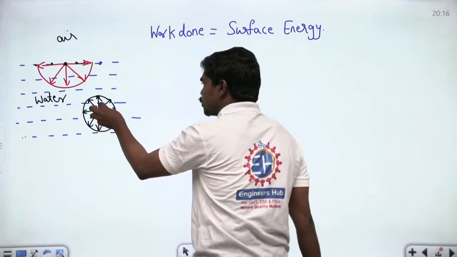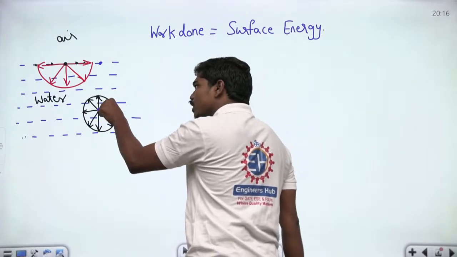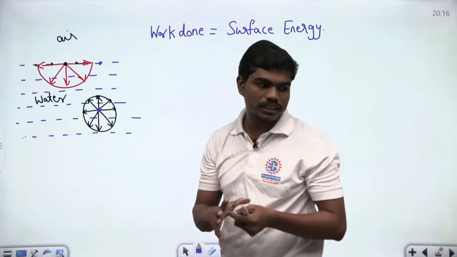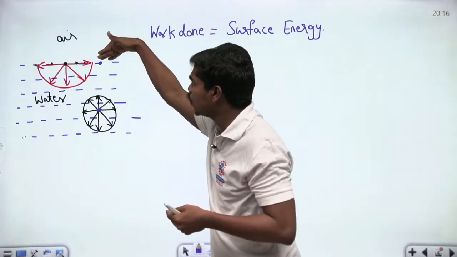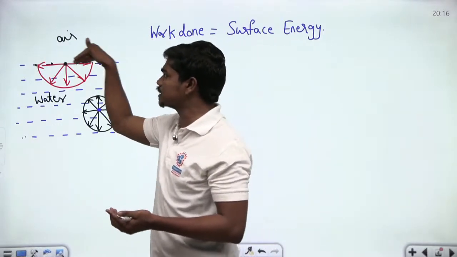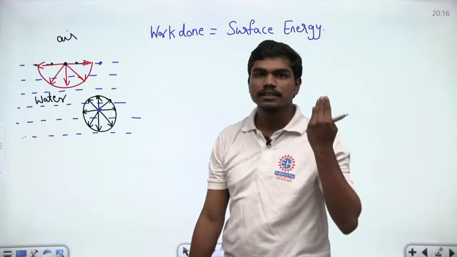So this work done that you do on this molecule, to move it from this location to this particular location, means to create a free surface. This work done is stored in these molecules as surface energy, and you know that energy is located at all the molecules at the surface. So obviously it's called surface energy.